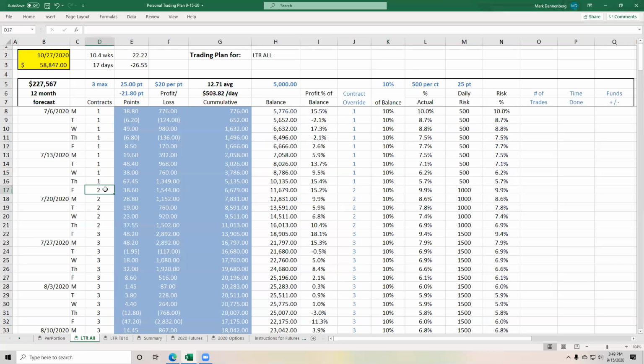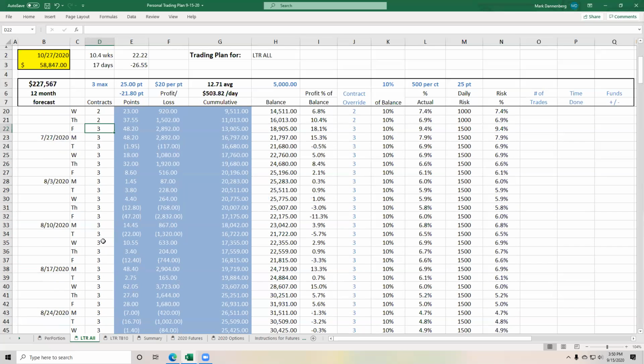So in order for us to scale up to 2 contracts, we would need $10,000 in the account. 10% of $10,000 is $1,000, and each contract requires $500 of margin. So you can do the math, and in order for us to scale up to 3 contracts, we would require having $15,000 in the account. So the cool thing about the trading plan is it's going to scale contracts for you, and of course you can override that at any time.